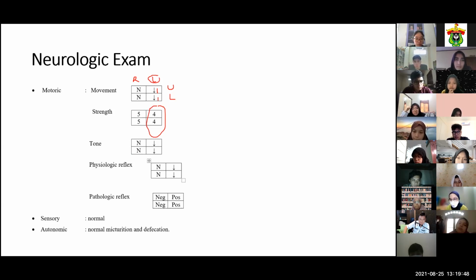Okay, is that clear? So he has reduced movement on the left side, reduced strength on the left side, and now we see that he has reduced tone, muscle tone, also on the left side. So this fits perfectly with your previous examination. And then we can see that he has reduced physiologic reflex and a positive pathologic reflex, all on the left side. Now let me just go back to the class.